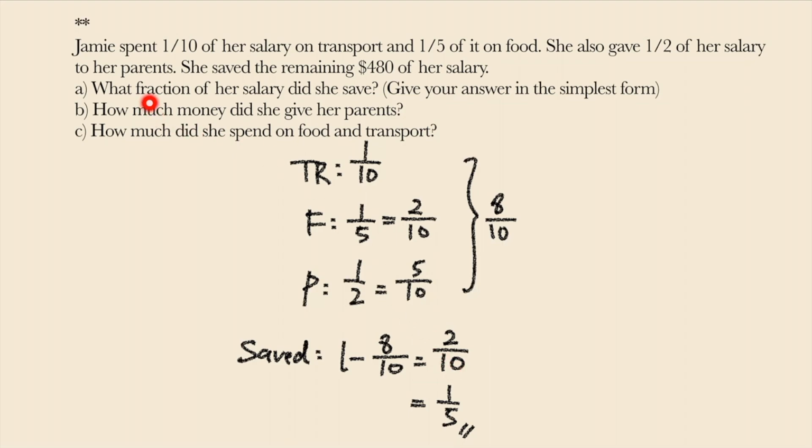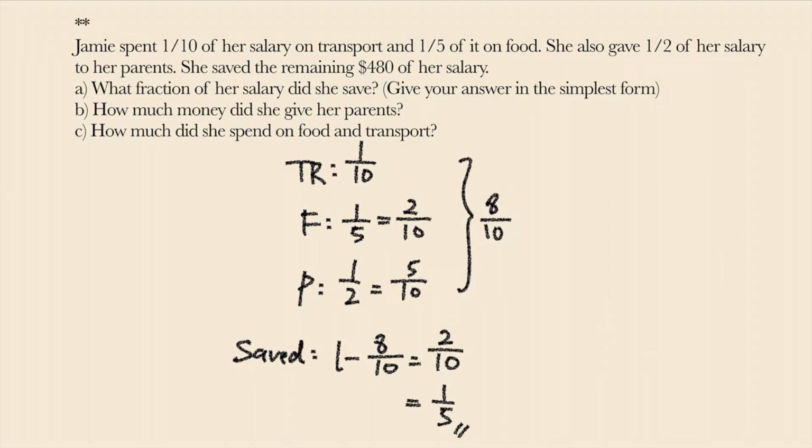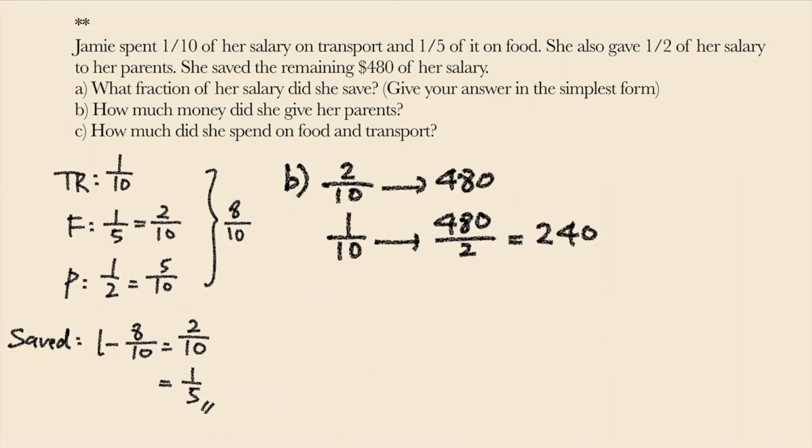Now, question part A. What fraction did she save? Answer in the simplest form. The answer is 1/5 in the simplest form. Next. Since we are told that 480 actual dollars was saved, and we know what saved was 2 units, we can form an equation. 2 units is 480 actual dollars, 1 unit is 240.